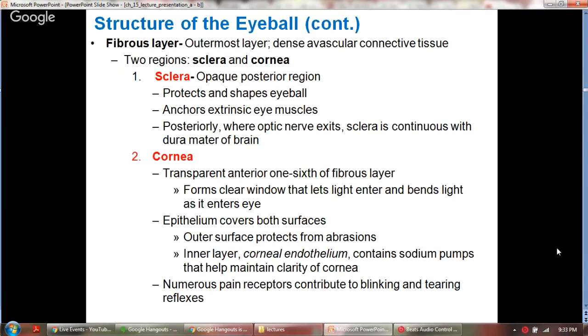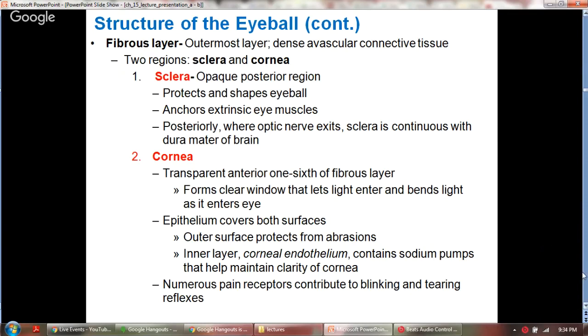So let's go over several structures of the eyeball. Let's talk about the fibrous layer first. It's the outermost layer, which is dense and composed of avascular connective tissue, which means there's no blood supply, but it is supplied with nutrients and oxygen through diffusion. The two regions of the fibrous layer are the sclera and the cornea.